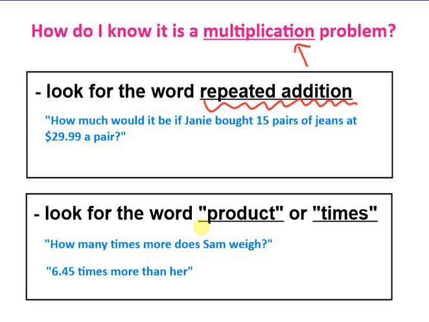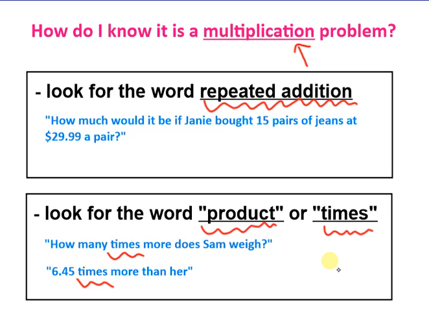The other thing you can look for is the word product or the word times. So for example, how many times more does Sam weigh? 6.45 times more than her. Or what is the product of 8.3 and 6.18? I just made that up off the top of my head, sorry. So these are words that we want to look for.